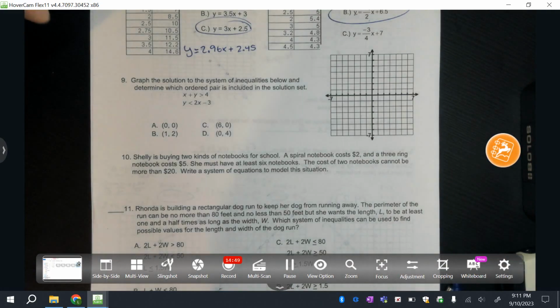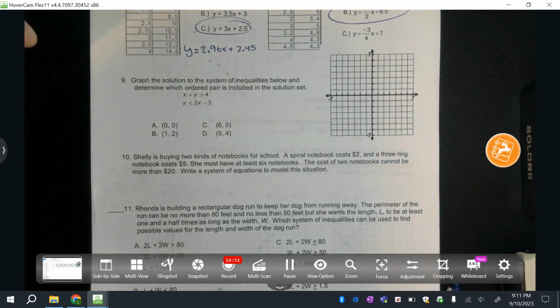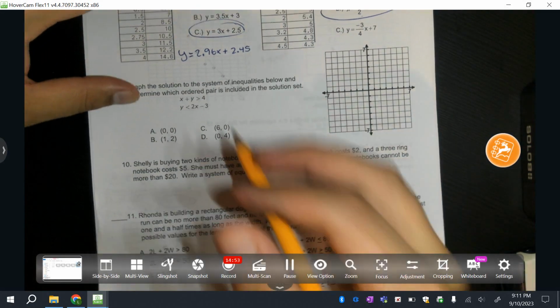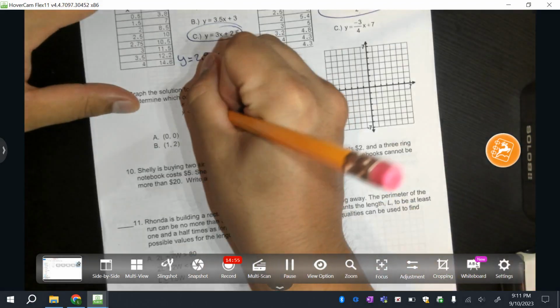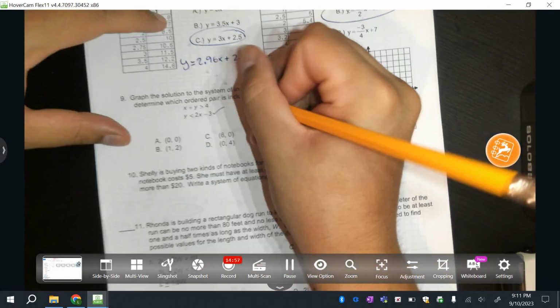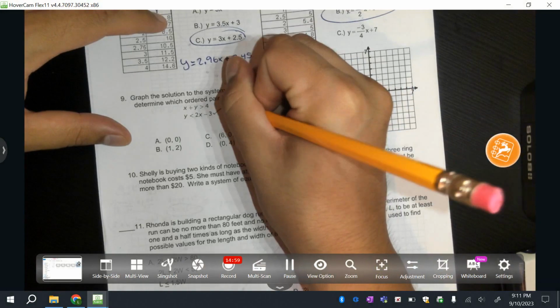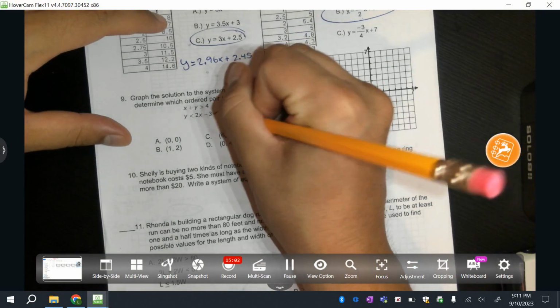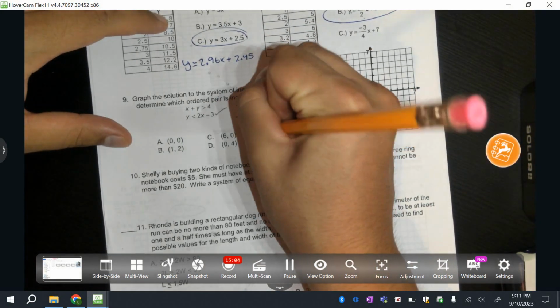Alright, so now for number 9, we are going to graph inequalities. Remember, when you graph inequalities, we need to shade. Right now the bottom equation is good, the top one is not. All we have to do is one step, and that one step is just subtracting x.